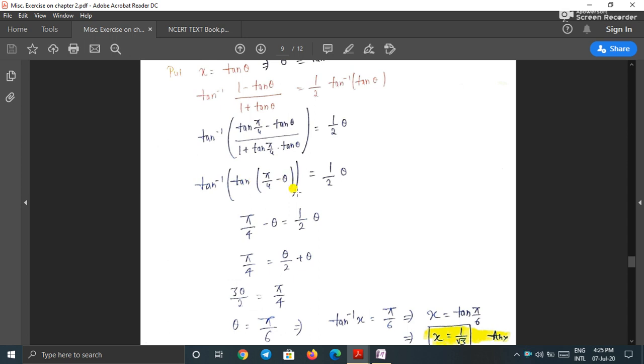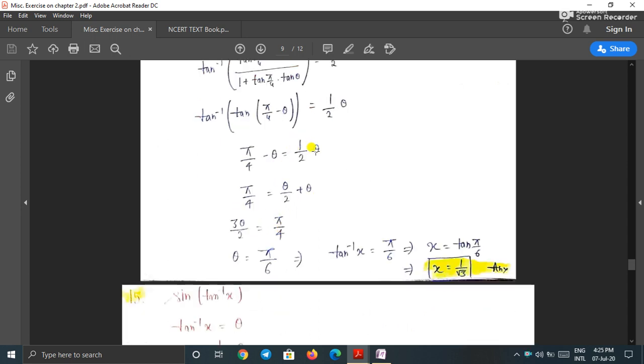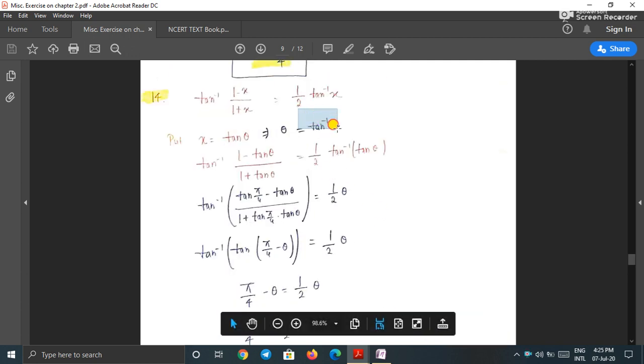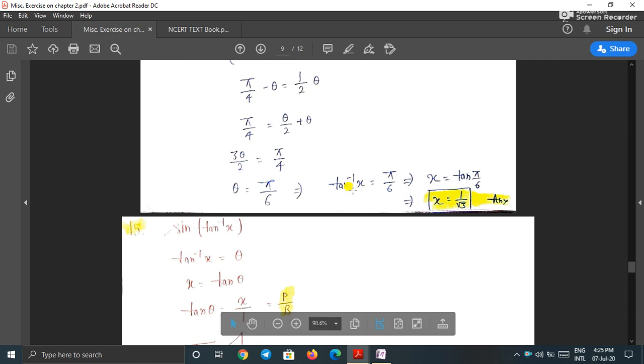It is equal to tan(pi/4 minus theta). Again, pi/4 minus theta is equal to 1/2 theta. Simply find the value of theta. The value of theta is pi by 6. And theta is equal to tan inverse x. So tan inverse x is equal to pi by 6, means x is equal to tan pi by 6. So x is equal to 1 upon under root 3.